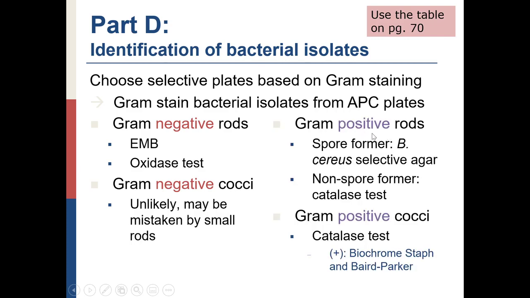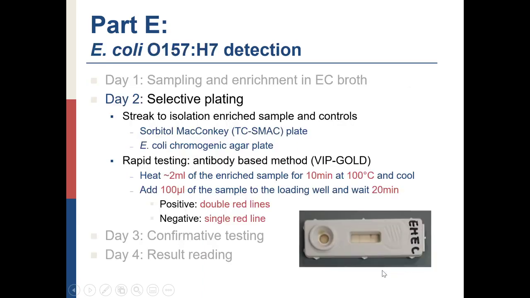For gram-positive rods, if it's a spore former, then you're going to use a Bacillus selective agar. If it's a non-spore former, then you'll use the catalase test to figure out which one it is. If it's gram-positive cocci, then you're going to be using the catalase test, and from there, if it's positive, BioChrome Staph and Baird-Parker.